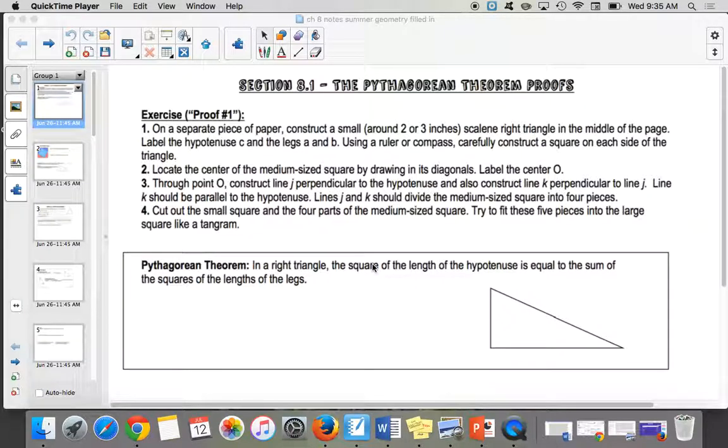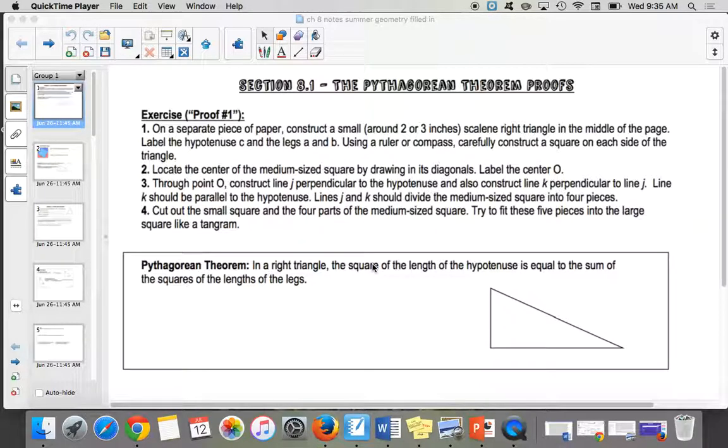Proofs. So we just learned one of the Pythagorean theorem proofs by using those little squares and cutting them out and using them like a tangram to piece them together. All right, that's not the easiest proof to just remember and know how to do, but there is one proof that is very simple, and I will have you guys memorize this. It's not a hard one.